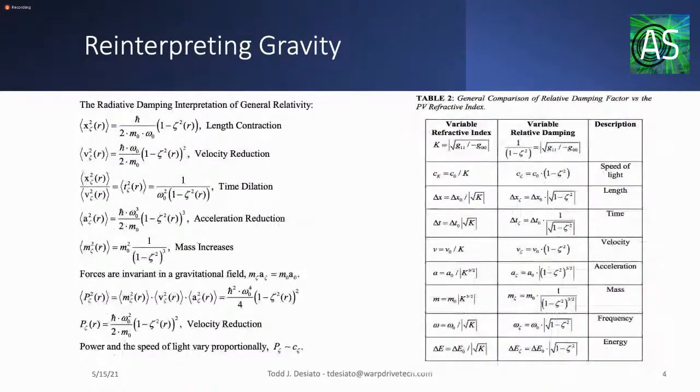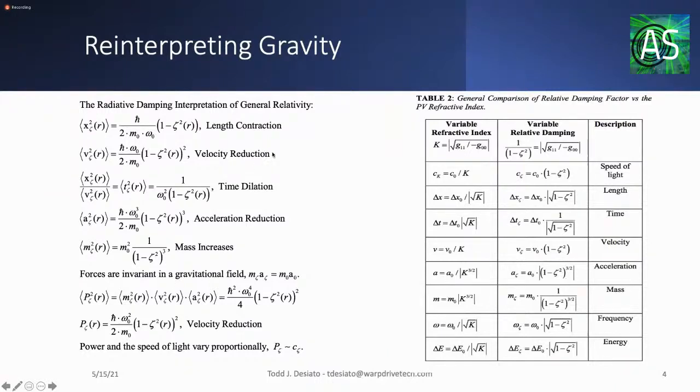Okay, so next, what I've learned is that the refractive index is in terms of the vacuum out there. But inside matter, the refractive index is replaced by a damping factor, zeta squared in this case. And it's related to radiative damping. And so we have the same table, but now these values are changed by using the damping factor, zeta squared. And it's the exact same relationships over again.